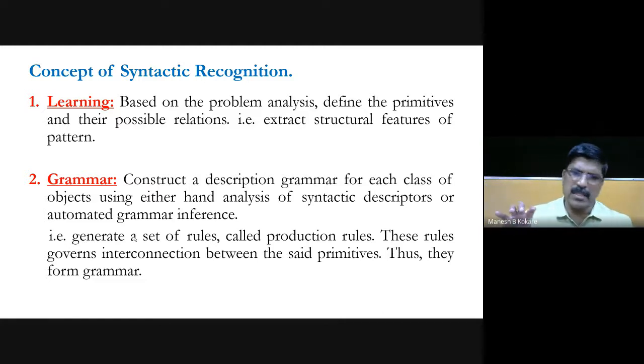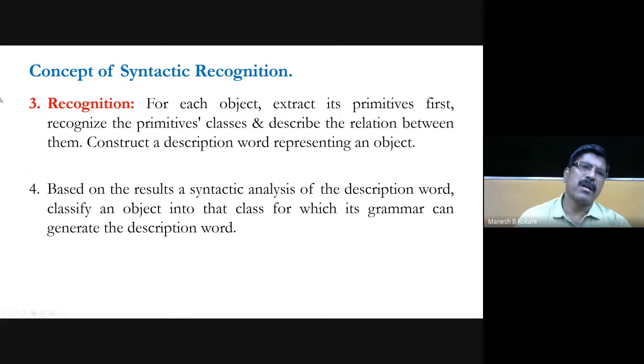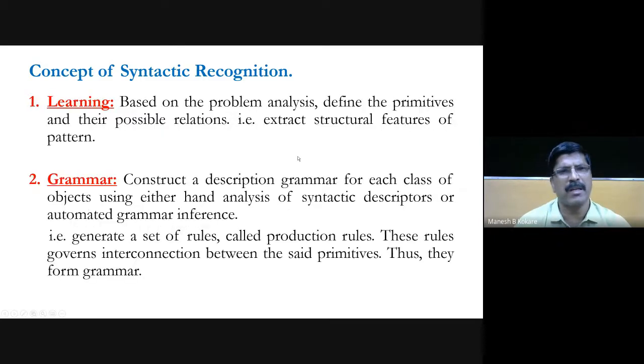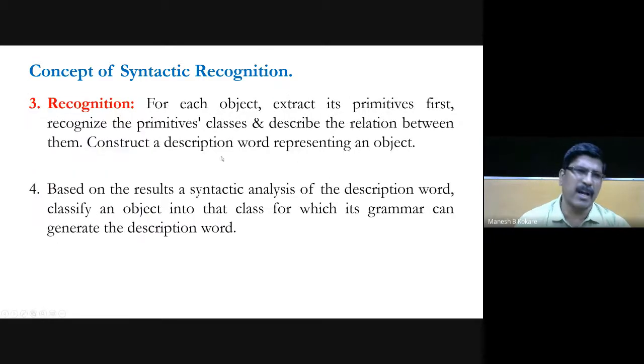If class CK is there, there will be grammar ZK, and that way you have to develop. Then the third step is that for each object, extract its primitives first, recognize the primitive classes, and describe the relationship between them. That is, construct the description word representing an object. So that is basically called the language.